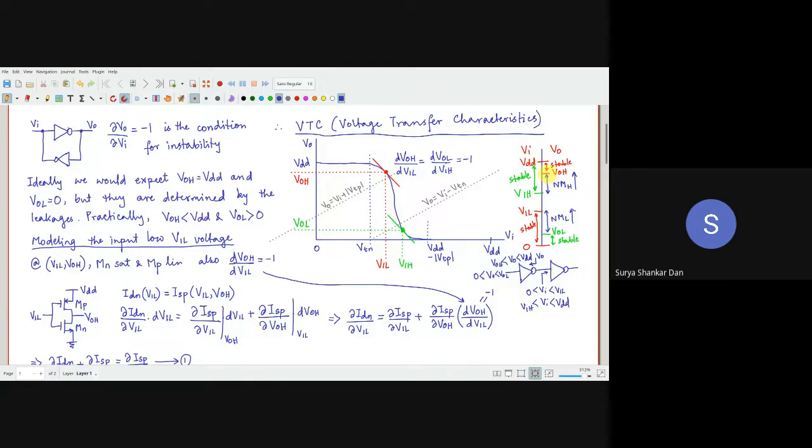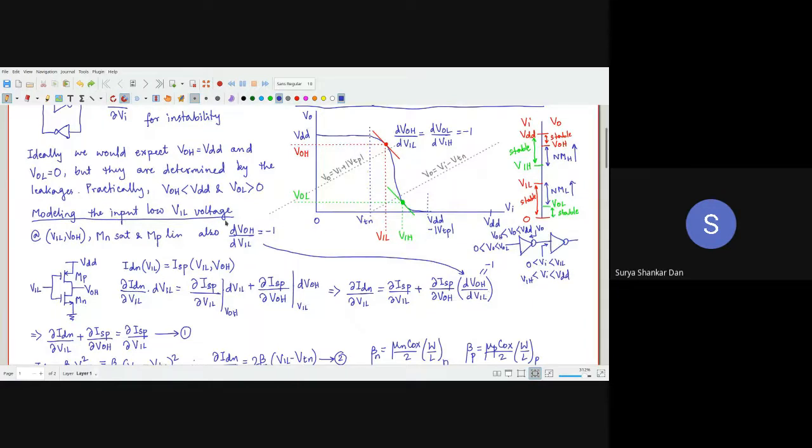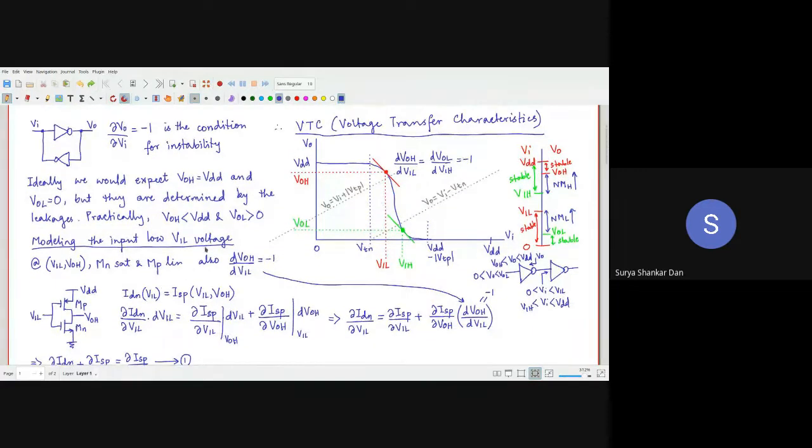So ek ho sakta hai ki VOH ko VDD kar dete hain, ideally, but it never happens. But VOL ko bhi hum zero kar dete hain, ideally, again, that never happens. Okay. But you have got control over the VIH and VIL. In fact, us control ko hum kaise banayenge? We will learn it in the next class.